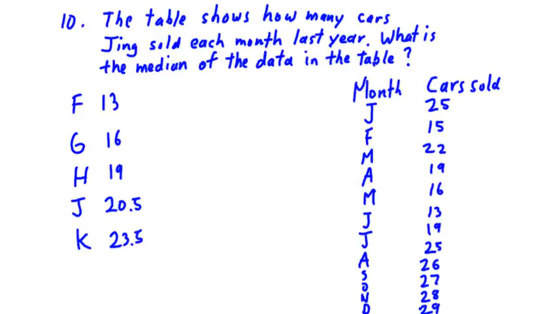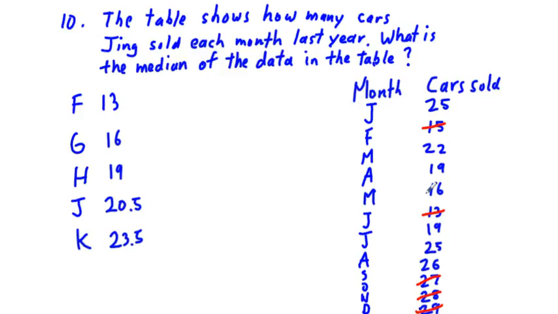Next, problem 10. The table shows how many cars Jing sold each month last year. What is the median of the table of data? I've seen students just rearrange all these in order. Well, that's going to take too much time. You just need to cross off highest and lowest alternately. So I'm going to cross off this 29 and this 13. The next highest is 28. Next lowest is 15. Next highest is 27.